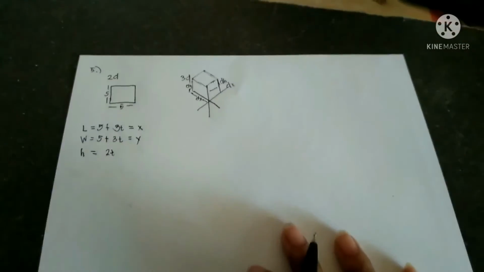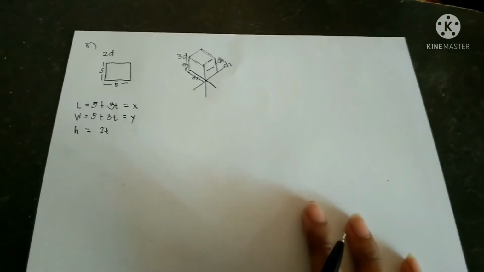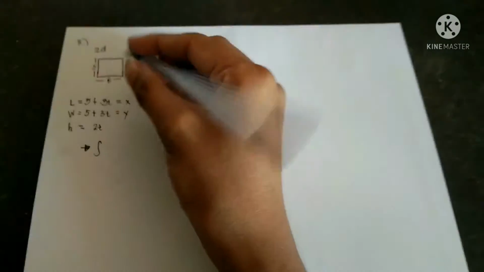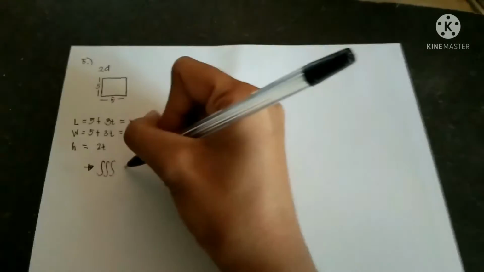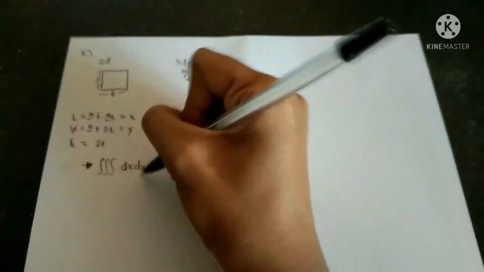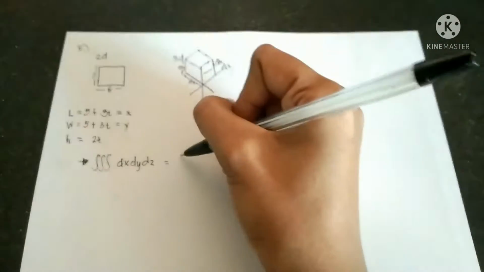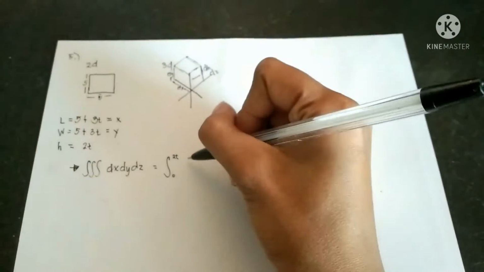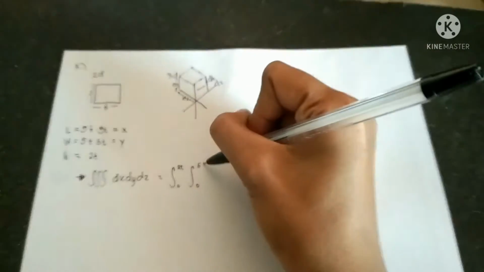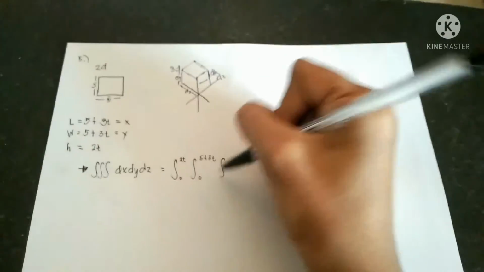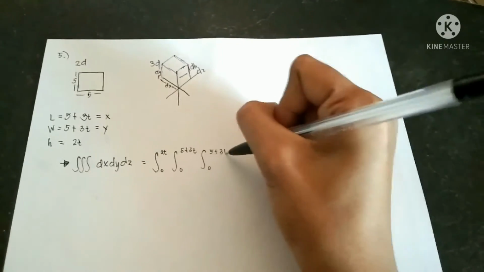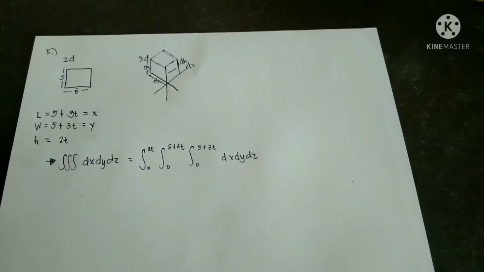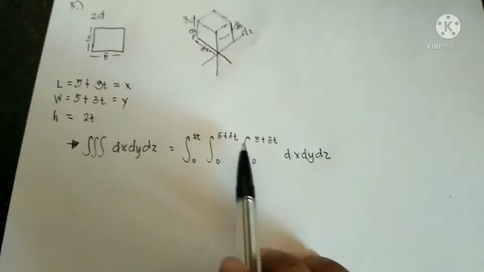So, next na gagawin na natin is integral. Ang gagamitin natin dito is yung triple integral. So, it looks like this. The integral of, tatlong integral kasi triple, dx, dy, dz is equal to the integral of 0 to 2t, the integral of 0 to 5 plus 3t, the integral of 0 to 5 plus 3t, dx, dy, dz. So, first kukunin natin muna yung integral is yung nasa loob.